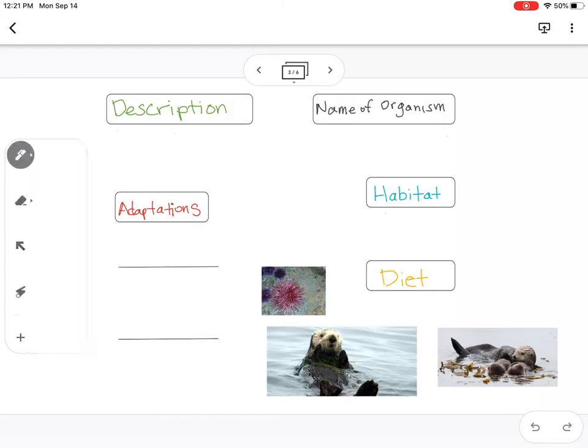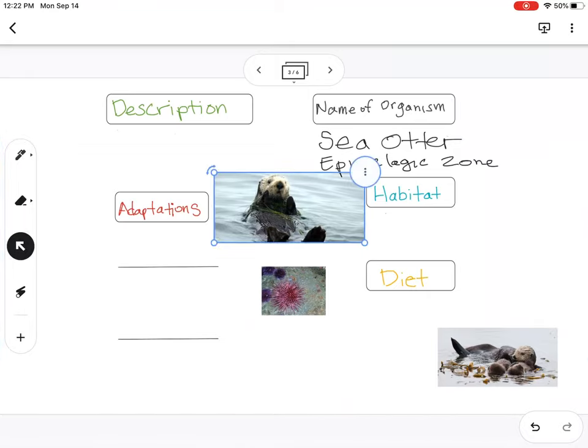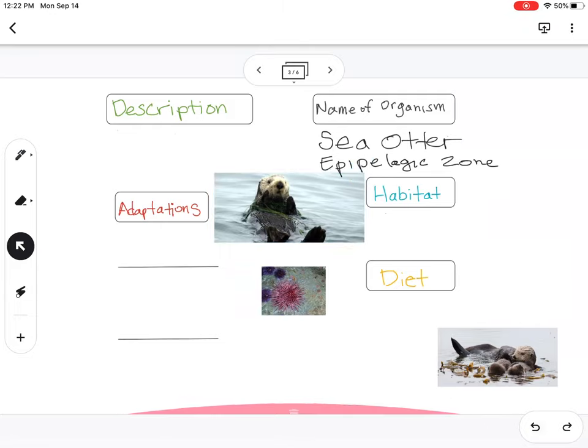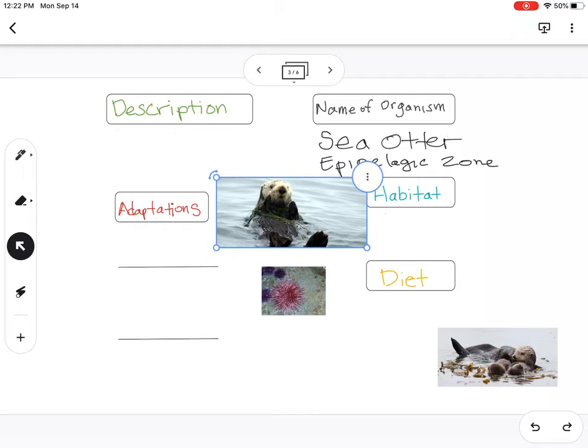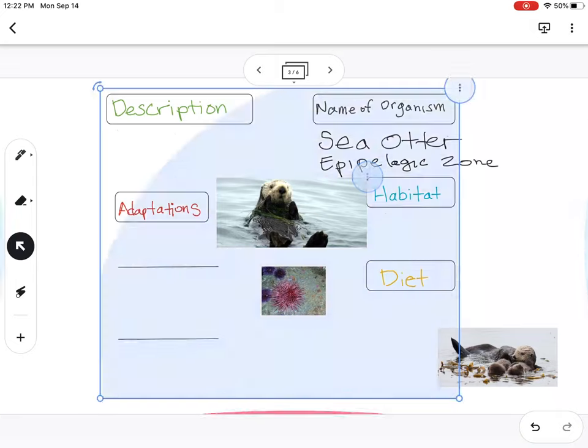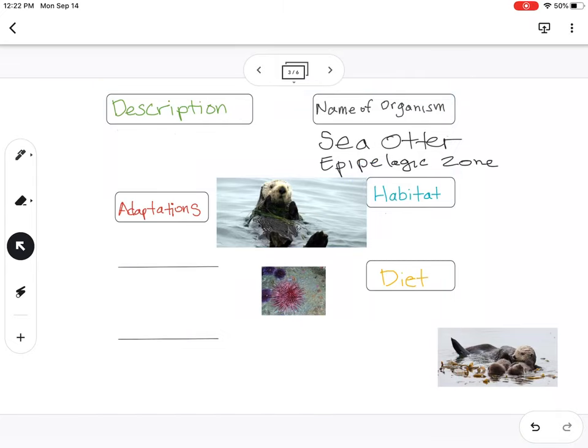So the name of the organism that we're studying today is the sea otter. And the sea otter lives in the epipelagic zone. The epipelagic zone is the zone that goes all the way to the surface of the water. So as you can see in this picture here, there's a sea otter, and that sea otter lives in the epipelagic zone, and it comes up above the surface as well. Here it is floating somewhere in the Pacific Ocean, and you'll notice that there's some sort of plant on that animal, and we're going to talk more about what that is in just a few moments.